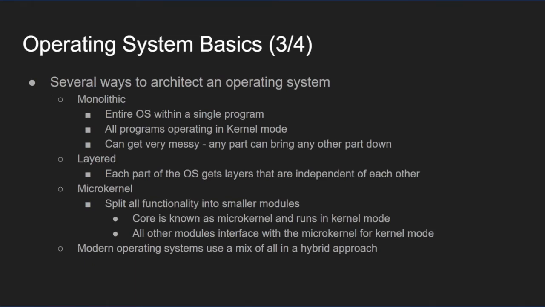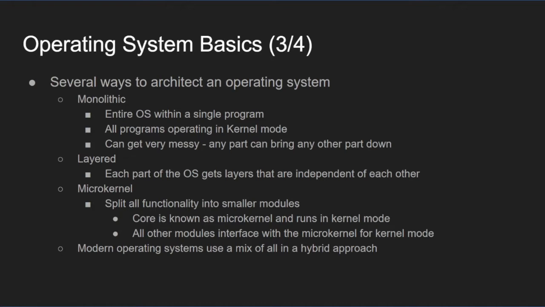So there's actually several ways to construct an operating system. There's a monolithic operating system where the entire OS is in a single program, and all programs are operating in the kernel mode. Suffice to say, this can get kind of messy. Any part can bring any other part down, and it's a huge security risk in a lot of cases. Then there's a layered operating system where each part of the operating system gets layers that are independent of one another. Very popular architecture for operating systems.